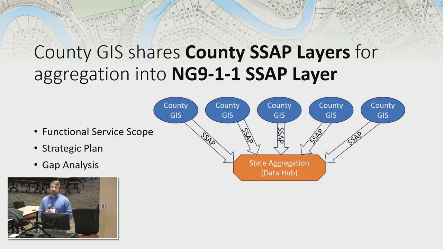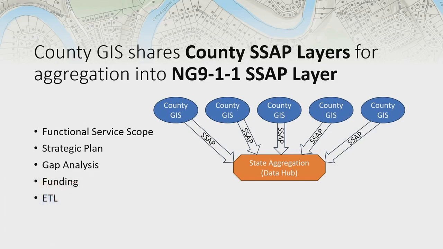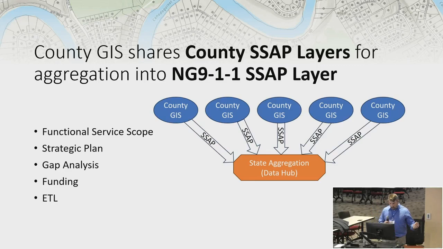The Data Hub is a solution that PEMA has purchased for NextGen 911. The Geocom Data Hub solution is a commercial solution where counties can submit their data and it's QC'd and aggregated into a statewide data set that meets the NENA data model standard.